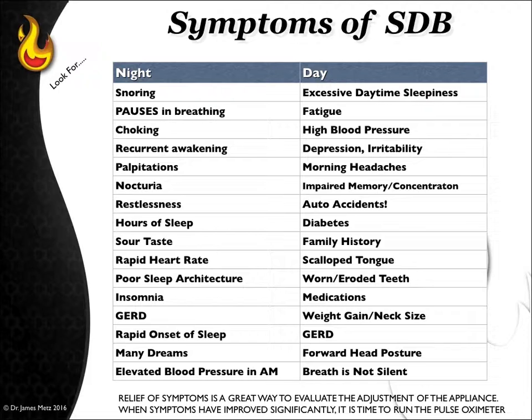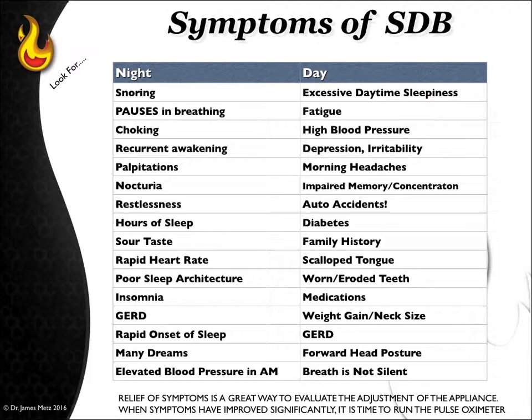You have an elevated blood pressure in the morning, which is totally unusual. It should be lower and not higher. During the day, you have excessive daytime sleepiness, fatigue, higher blood pressure, depression, and irritability are very high. Irritability and anger management, I feel, have to do with just trying for the person to stay awake. They get angry to create adrenaline, so they wake up a little bit better. You wake up with a morning headache. You have impaired memory and concentration because you didn't sleep well. Auto accidents are high. The incidence of type 2 diabetes is high.